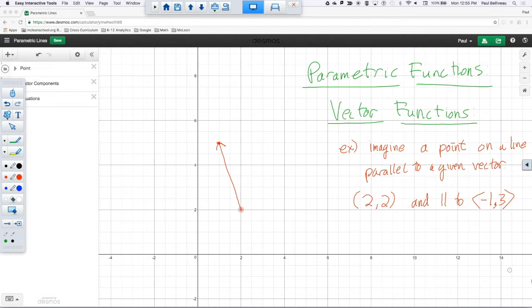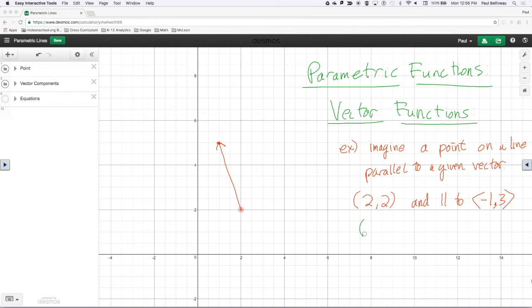Well, first off, what if I started adding vectors to this? Or what if I doubled this vector? What would that look like? If I said start at (2, 2), and what if I'd said parallel to 2 times [-1, 3]? Where would I have wound up then? How far to the left would I have gone? 2, -2, 2 to the left, right. And how far up would I have gone? 6. Okay, so let's go over 2. And then from here, go over 2, up 6 would be 8. All right, so I'm still on that line, right?